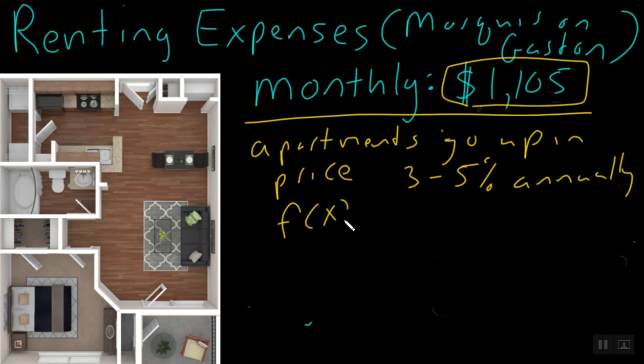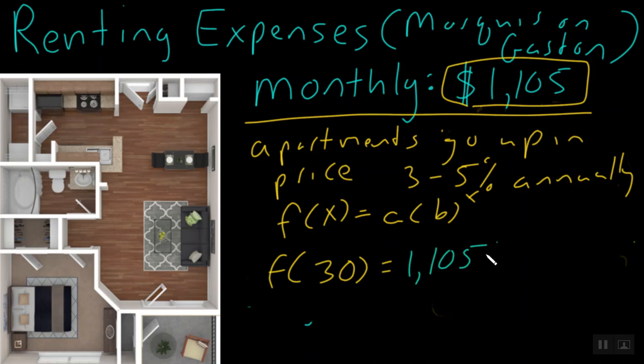Remember, we have our exponential function for simple appreciation, depreciation, which is a parentheses b raised to the power of x. And for here, we want to find out how much this apartment will cost 30 years from now. We know it starts out at a price of $1,105. And once again, we're going to test this guy out for 30 years from now.